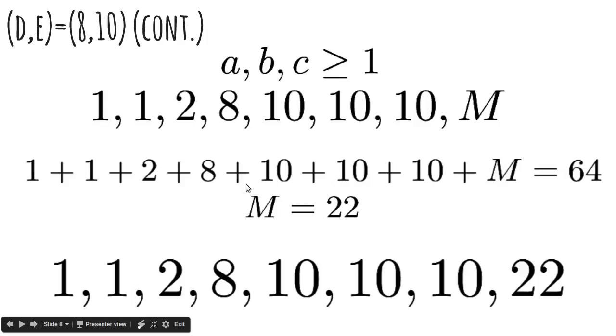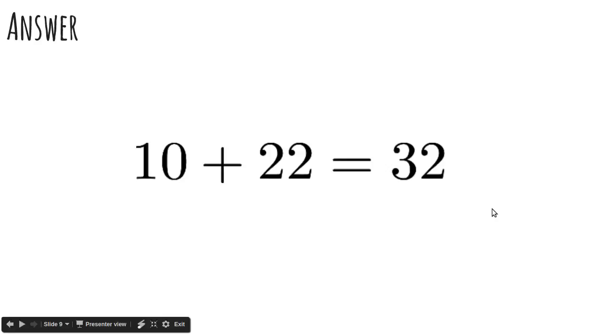And then we sum all of this up, and it's equal to 64, which we found earlier. Subtract both sides by 42, and you get m equals 22. So the biggest possible value of m is 22, where we have 1, 1, 2, 8, 10, 10, 10, 22, which meets all of our criteria. Mean of 8, median of 9, and mode of 10. So the smallest possible value is 10, and the largest possible value is 22, so the sum of those two together is 32. And that's our answer.